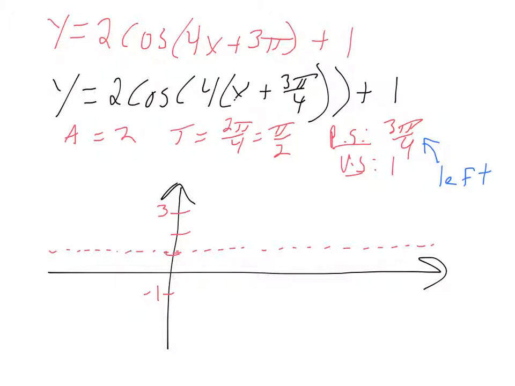And so let's go ahead, and our phase shift is to the left by 3 pi over 4, and our period is pi over 2. So what I'm going to do here is draw pi over 2, negative pi over 2, and negative pi. And since our phase shift is negative 3 pi over 4, I'm also going to need negative 3 pi over 4 and negative pi over 4 as well. Right, and then on the other side here, I'm going to draw pi over 2, pi, 3 pi over 2, and 2 pi.